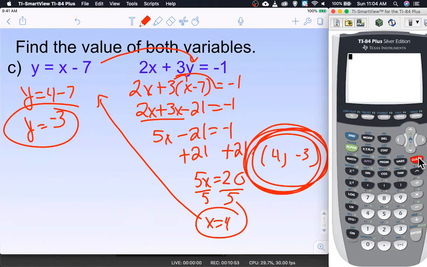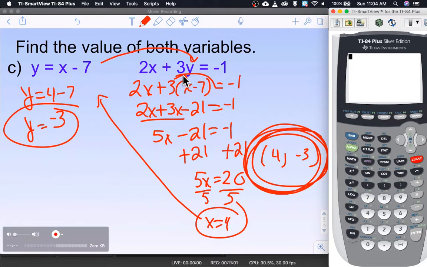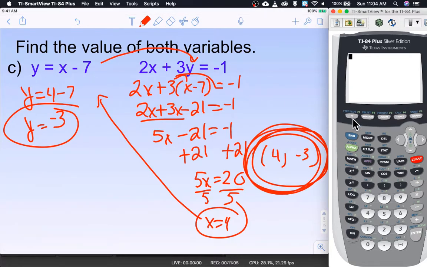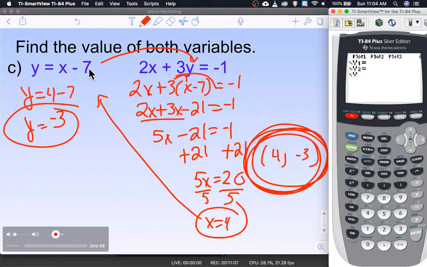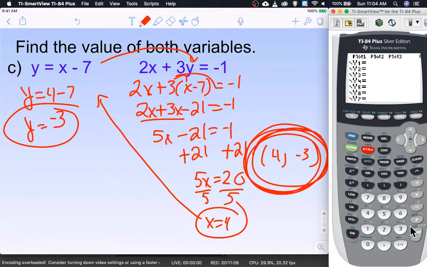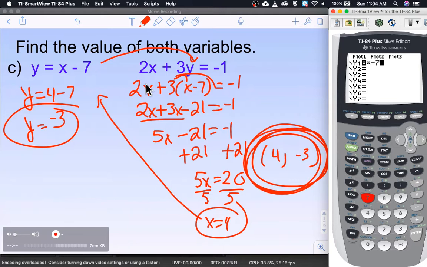Now, also, you folks have a graphing calculator. We saw how you can solve by graphing. Well, you can actually solve these problems by graphing as well. So if I took this equation and I plugged it in, so I'm going to type in x minus 7. That's this equation, y equals x minus 7.